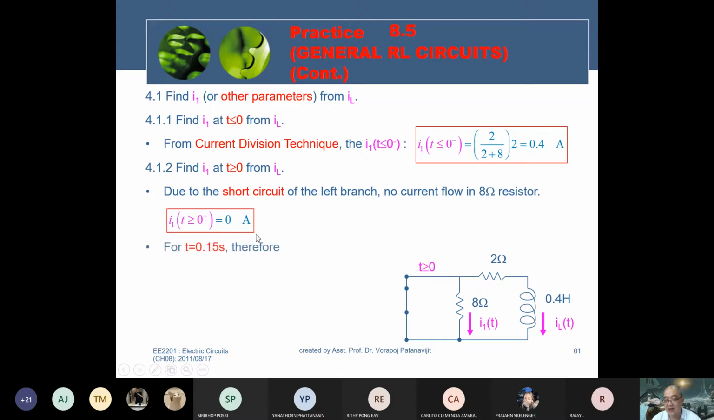Therefore, I1 at time equal to 0.15 will be equal to 0. You can see that when the switch is closed, this part is already short circuited. No current flows in the 8 ohm after the switch is closed.